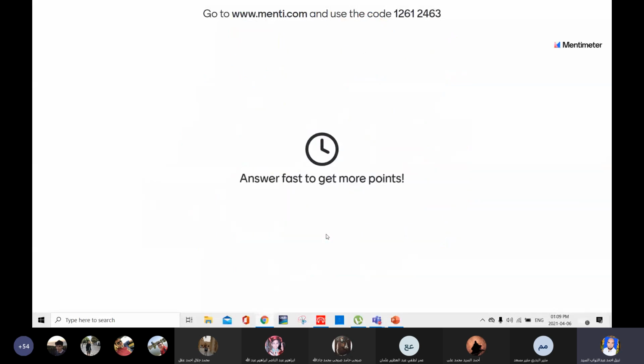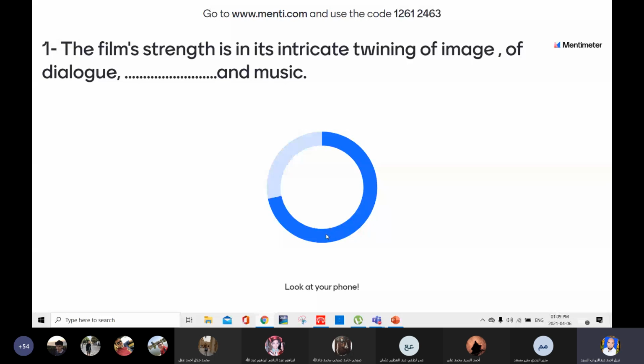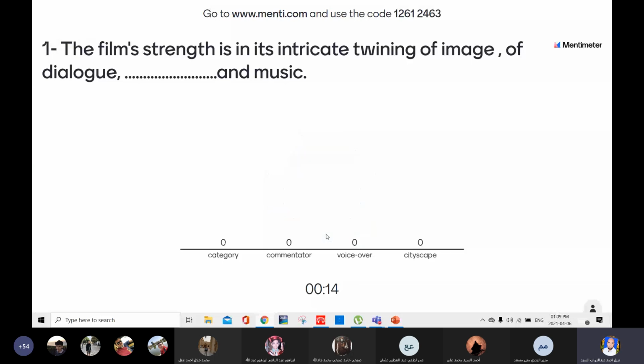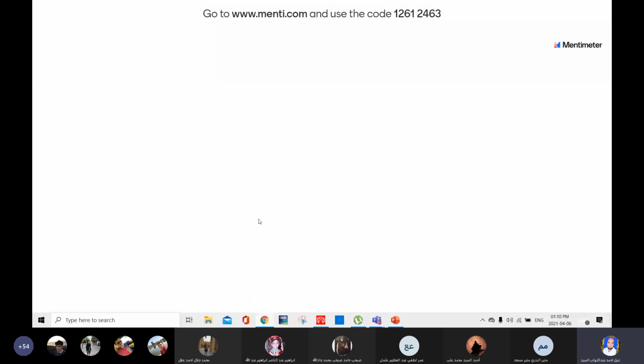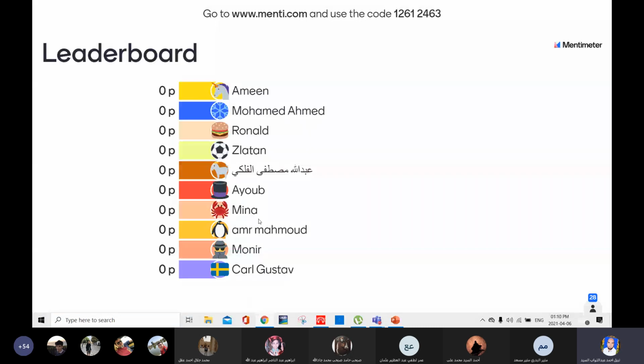The film's strength lies in its intricate twinning of image, dialogue, and music. Category: commentator, voiceover, cityscape. Let's see. The right answer is cityscape. The film's strength lies in its intricate twinning of image, dialogue, voiceover, and music, or cityscape. Cityscape is the right answer. Let's move to the next one. So the winners here are Amin and Muhammad Ahmad.